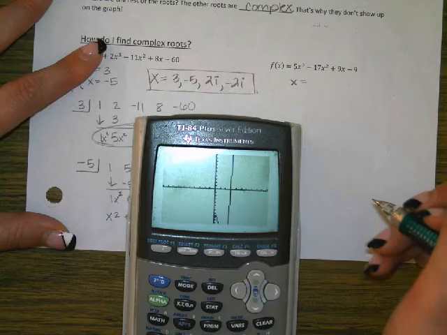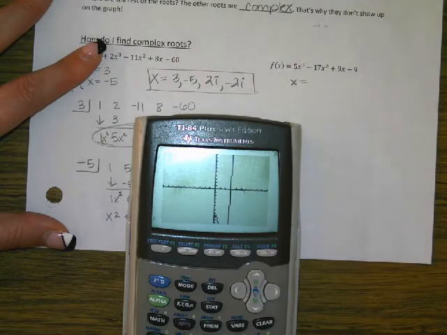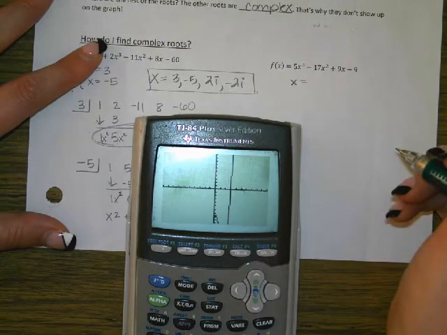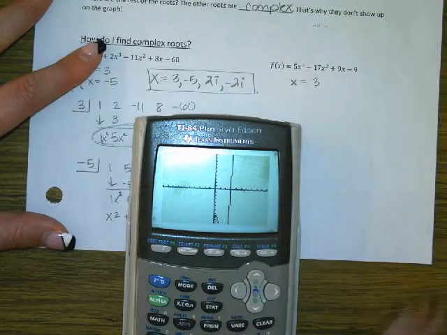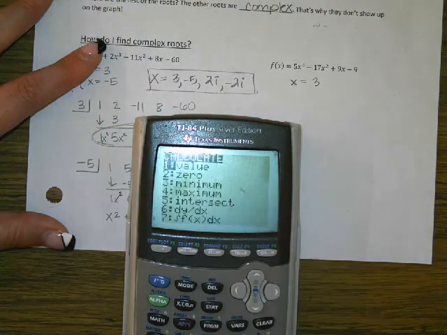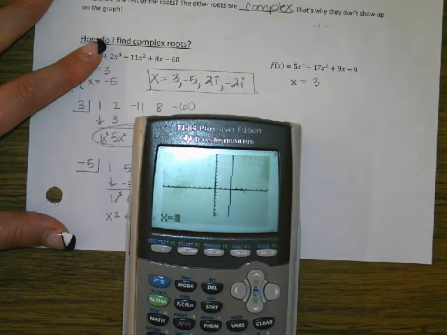And what x-intercept are you finding? 3. 1, 2, 3. Okay, it looks like 3. And I'm just going to make sure I got it right. So second trace, option number 1. I'm going to plug in 3 and make sure that I get 0 because it should be an x-intercept.